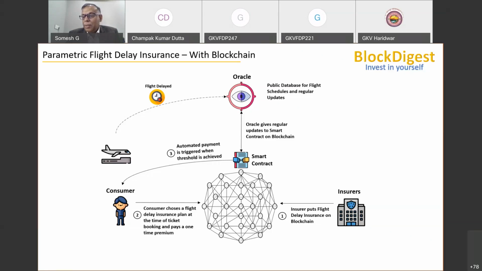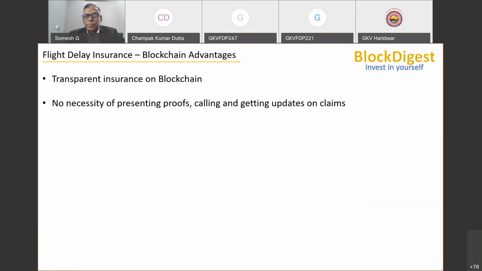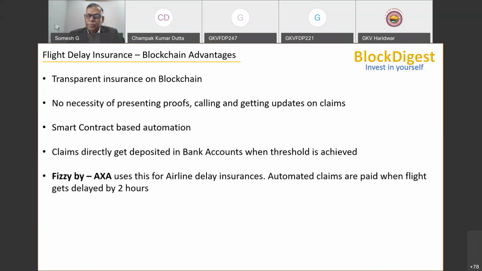All of that can be automated through this scheme. It's a transparent insurance, no necessity of presenting proofs, calling, getting updates. When threshold is achieved, when flight is delayed beyond 5 hours, for example, the claim is directly deposited.